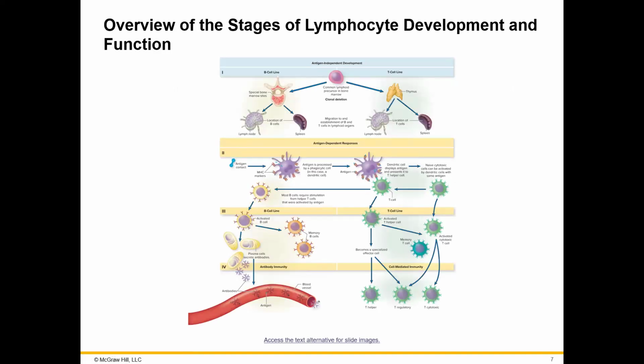Here you see an overview of this lymphocyte development and function that I was talking about. So here you have the common lymphoid precursor in the bone marrow, clonal deletion happening here, specific bone marrow sites and B cells developing. And here in the thymus, you see the T cell development happening. So all of this happens independently of antigens. This is happening regardless. Then there are the antigen-dependent responses, which we'll be looking at later. So we'll come back to this image and we'll look at this again. We've only talked about this part for now.